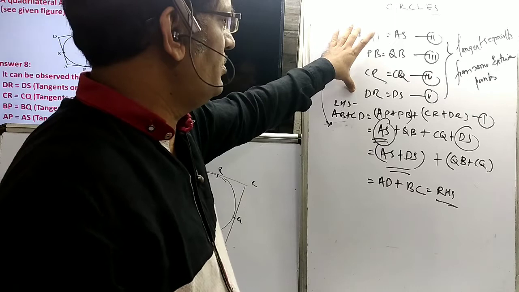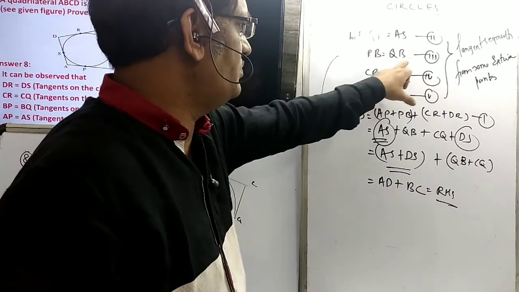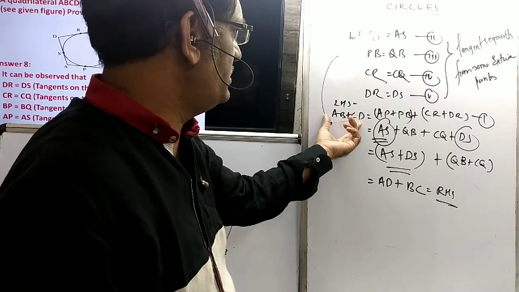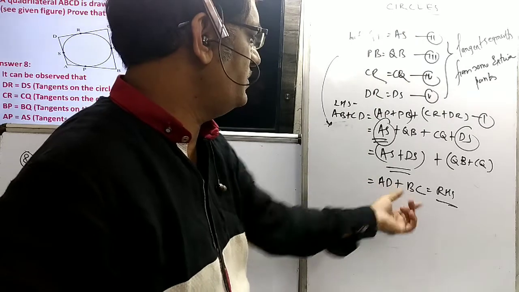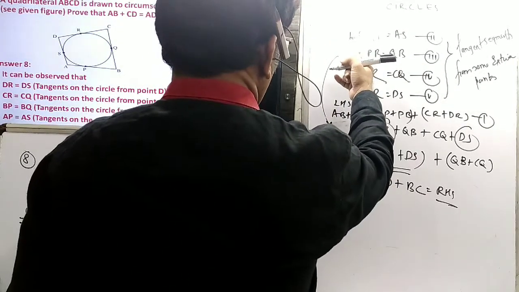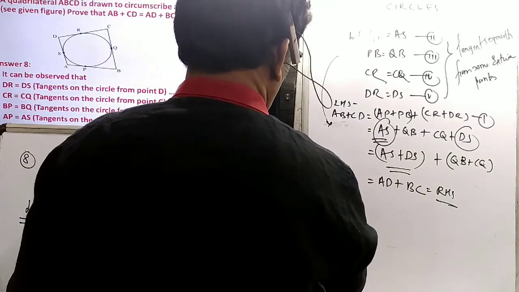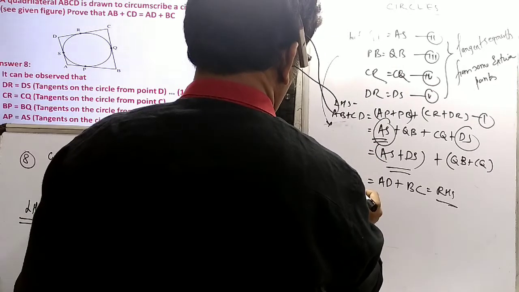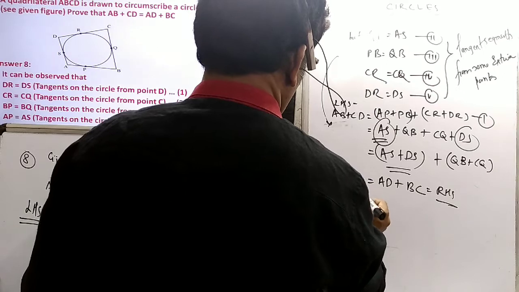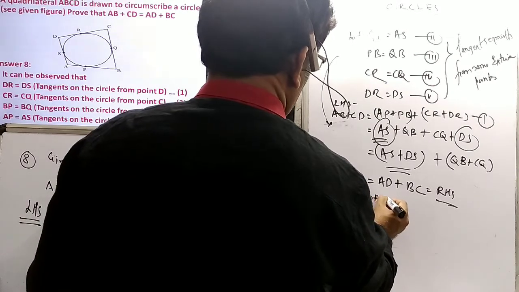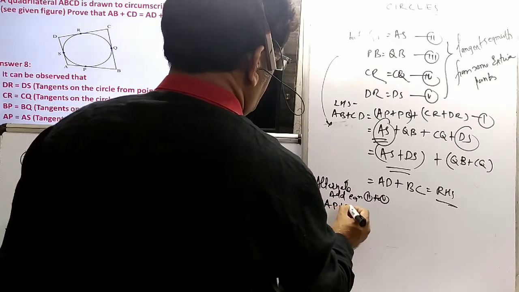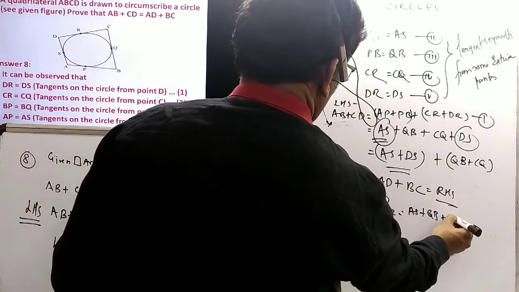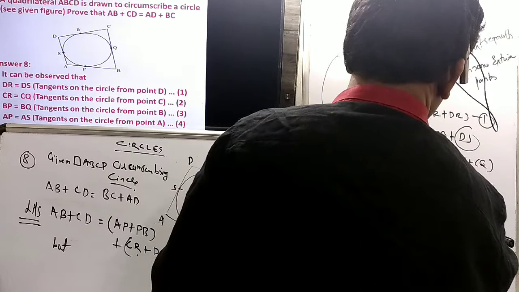Second way, start from this. We have AP equal to AS, PB equal to BQ, CR equal to CQ, DR equal to DS. If we add all of these, we get AB plus CD on one side and AD plus BC on the other. These are the tangent segments from the exterior points. Alternatively, if we add equations two to five, then AP plus PB plus CR plus DR is equal to AS plus QB plus CQ plus DS.